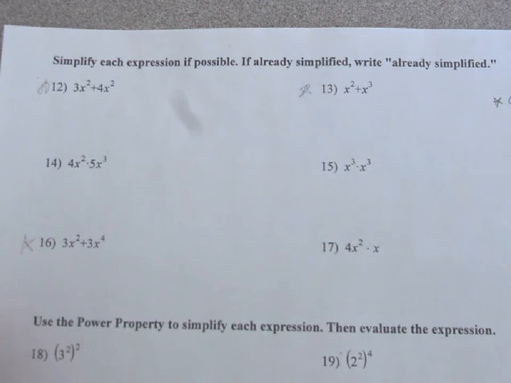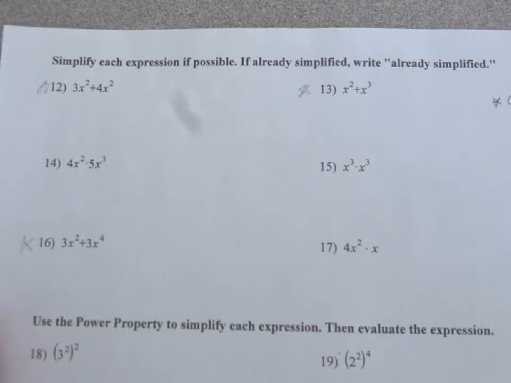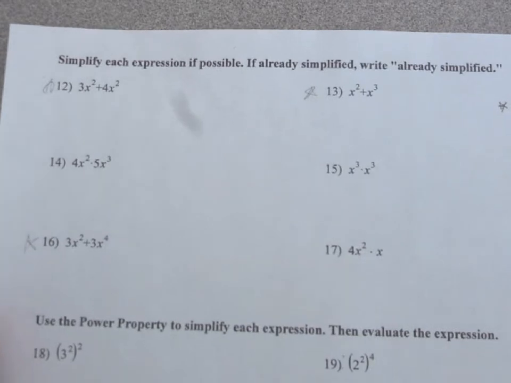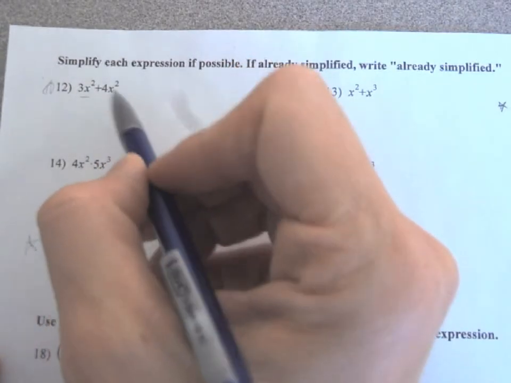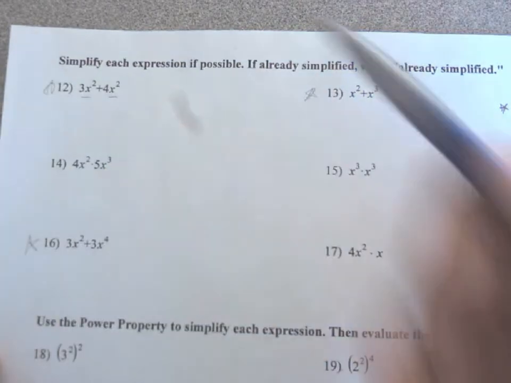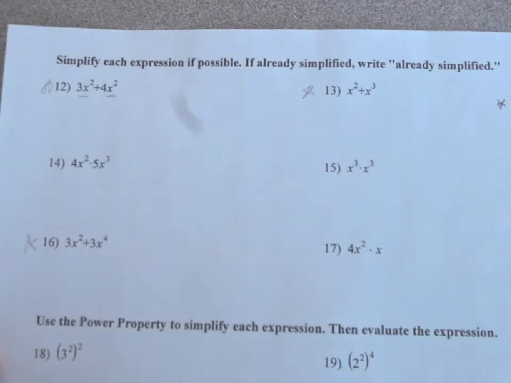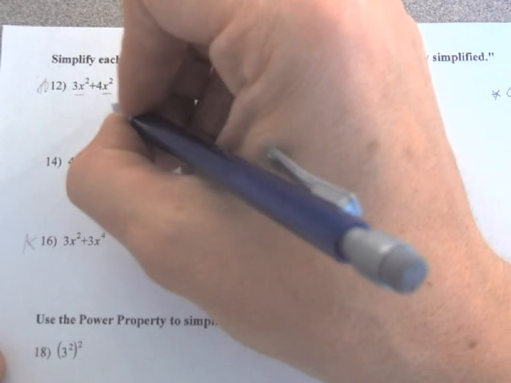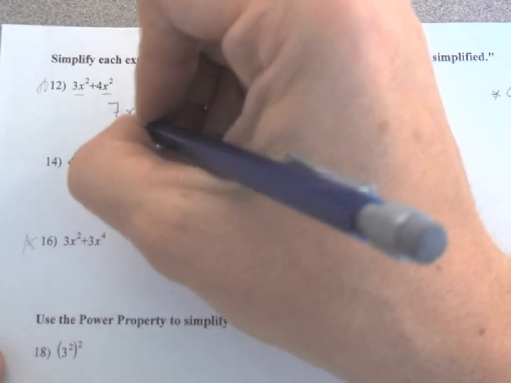The question you have to ask yourself is, do they have the same variable and do they have the exact same exponent? And if they do, then you can combine them. So in 13, for example, they have the exact same variable, x, and they have the exact same exponent, 2, and so you can combine them. This is just 7x squared.